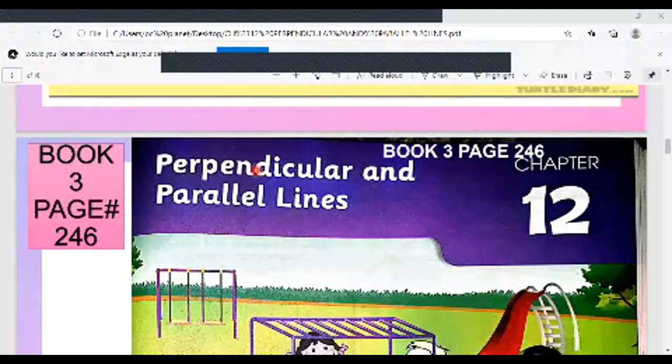So I'm just going to welcome you all to today's class. We are going to start a new chapter today, and its name is Perpendicular and Parallel Lines. This is your book 3, page number 246.